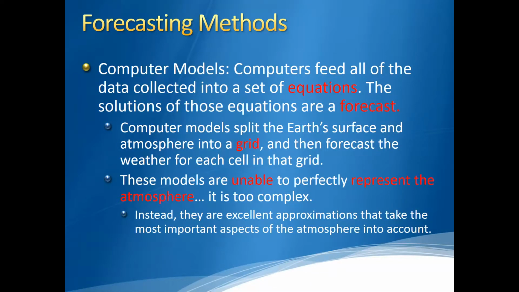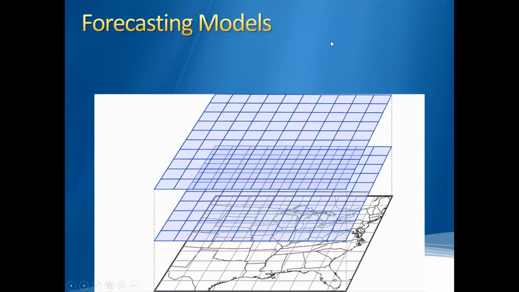Now, with this said, there are a few problems with computer models. First off, these boxes would need to be infinitely tiny in order to give you a perfectly accurate point forecast.